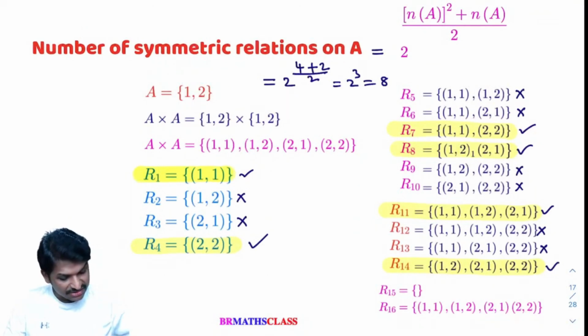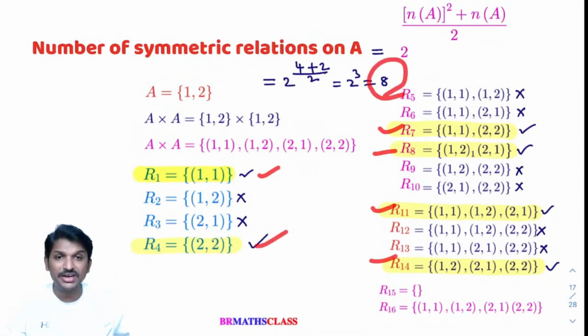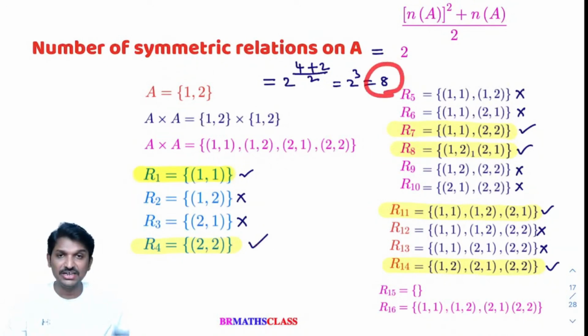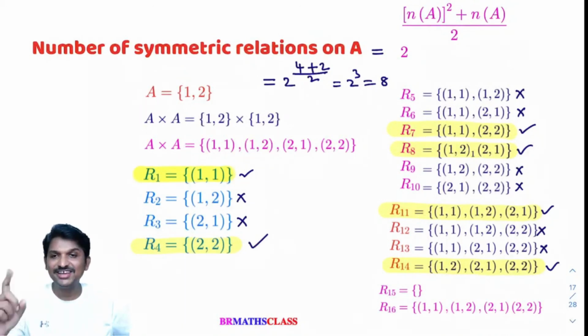How many symmetric relations have I got till now? 1, 2, 3, 4, 5, 6. But actually, how many relations do I need to get? I need to get 8 relations. Till now, I got 6 relations only. Here is the key point. Please listen carefully. R15. Look here.